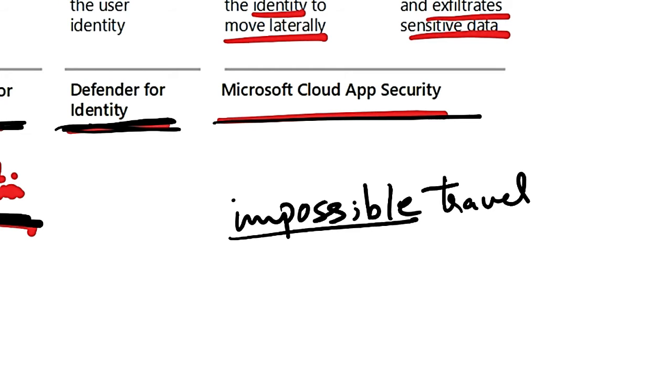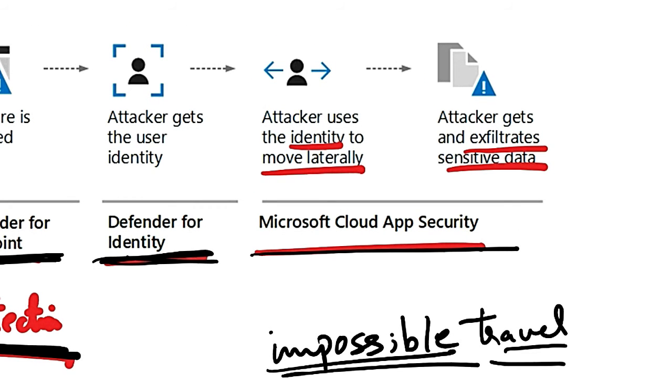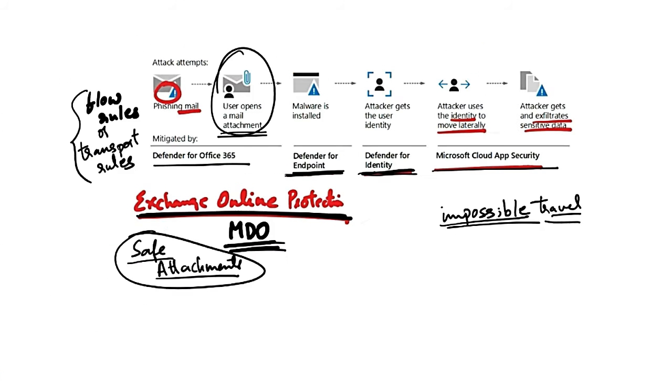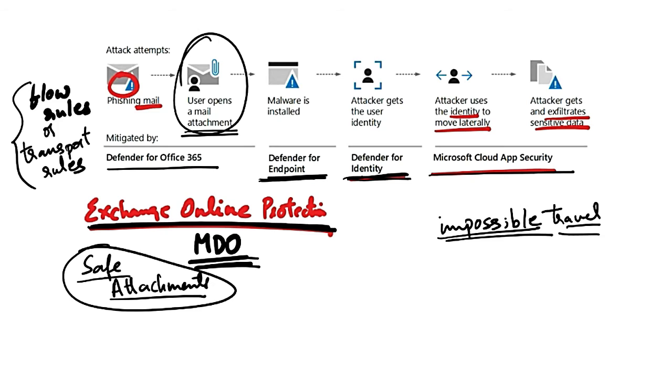So that is an impossible travel. So it will alert the admin saying this is happening. You can also take actions automatically. It can also identify anomalous activities like unusual download, sharing sensitive files, mail forwarding activities. All this can be identified using Microsoft Defender for Cloud Apps. So this is how all the services that are provided by Microsoft 365 Defender act when there is an attack.